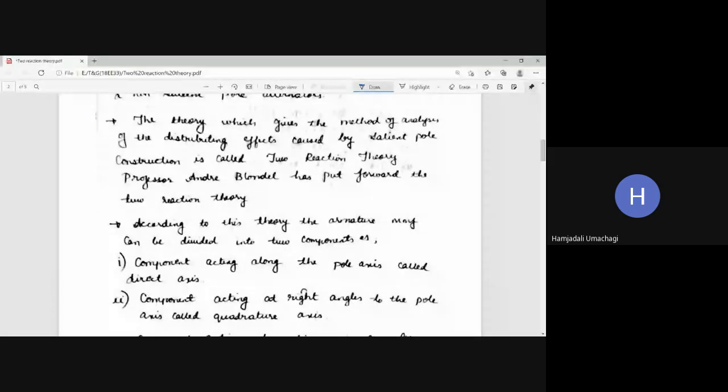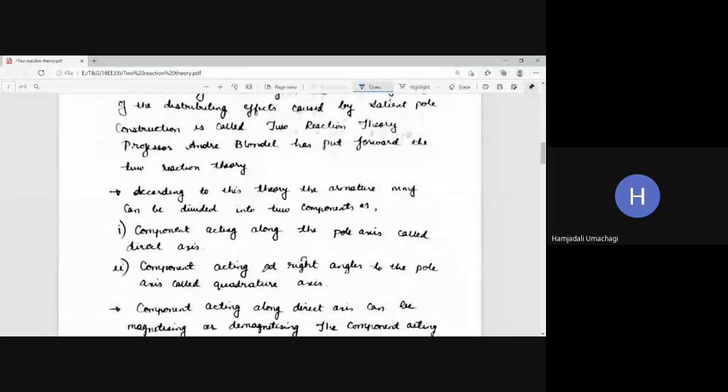The component acting along the pole axis is called the direct axis, and the component acting at right angles to the pole axis is called the quadrature axis. The armature MMF is divided into two components: one acting along the pole axis, called the direct axis component, and the other acting at right angles to the pole axis, called the quadrature axis.